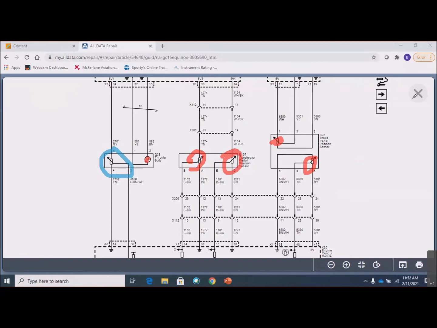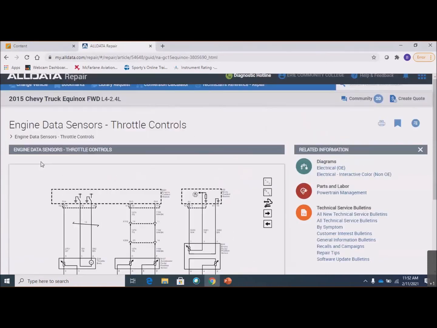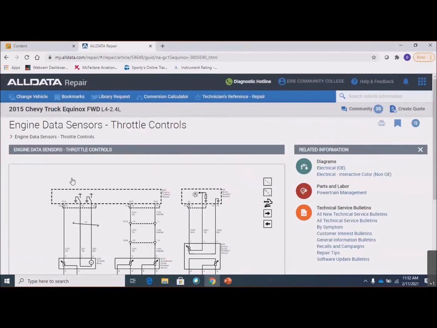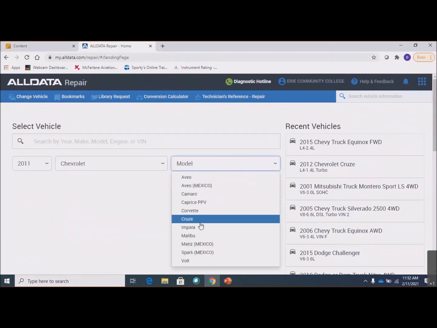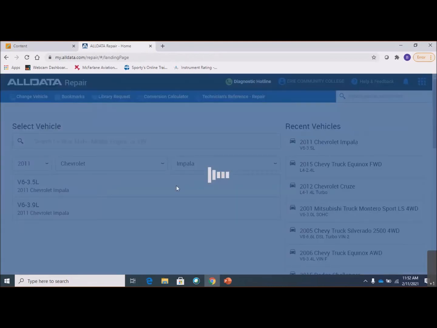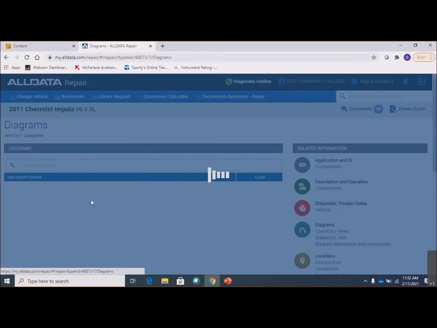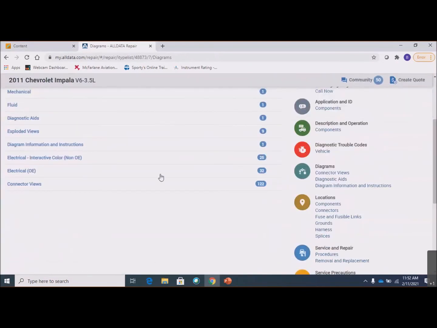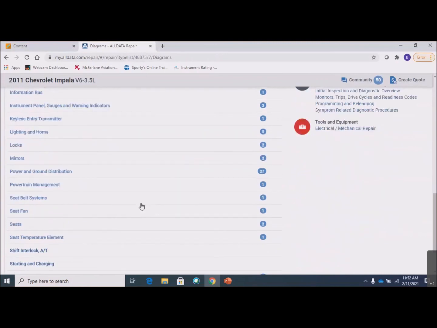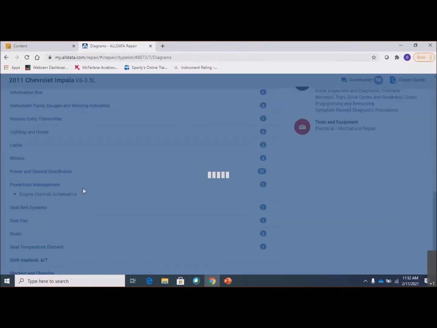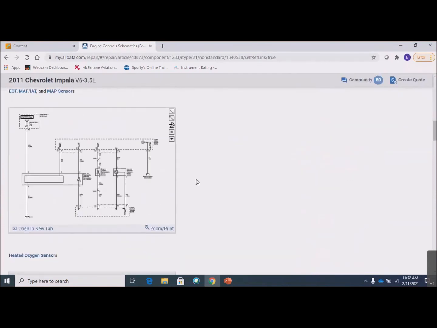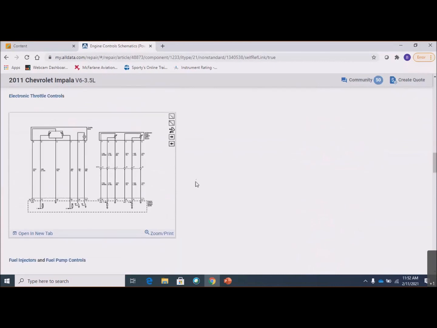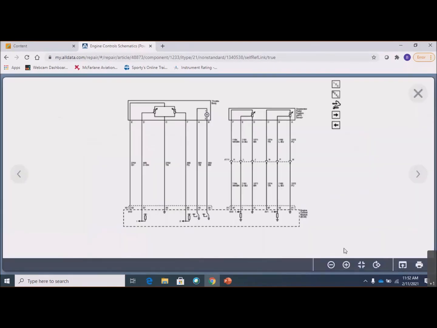So here's what I'm going to do, let me pick another vehicle. Here, we'll change, and I'll just go to a slightly older Chevy. I don't care. We'll do an Impala 3.5, and look at the diagram for that. We'll do the OE diagrams, powertrain management, and see if I can find the throttle position. Here we go, electronic throttle controls. So this is much more typical.